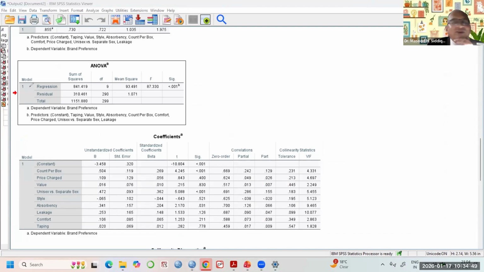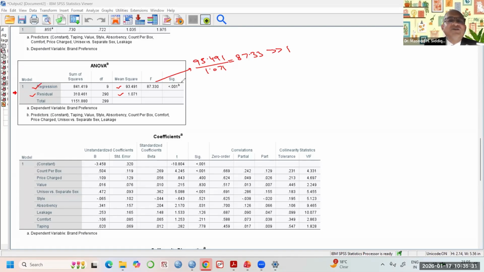Now there are two types of variation. One is because of the regression, that is the explained variation. The other is because of the residual, that is the unexplained variation. The contribution of the explained is 93.49 and unexplained is 1.01. As you see here, the explained variation is very high as compared to the unexplained variation. And how are we getting F? If we divide 93.491 by 1.071, we will get 87.33, right? And obviously this is much greater than 1.